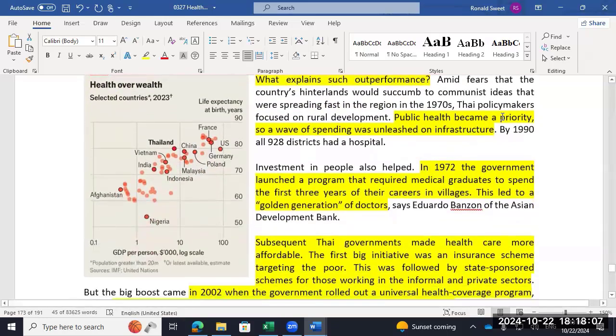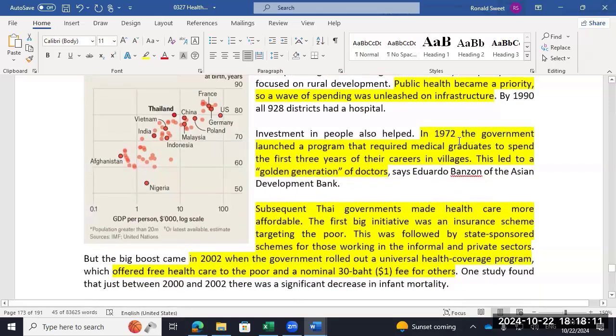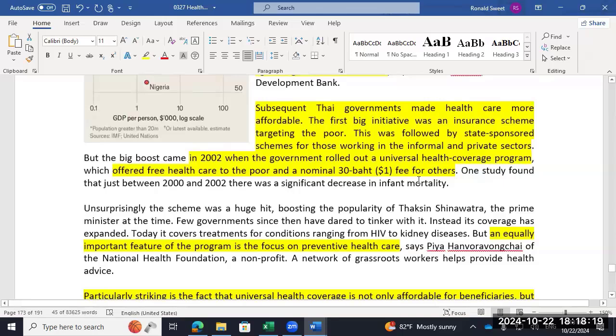Why did public health become a priority? A wave of spending was unleashed on the infrastructure. The government launched a program that required medical graduates to spend the first 3 years in villages. Subsequent governments made healthcare more affordable. The big incentive was an insurance scheme targeting the poor. This was followed by state-sponsored schemes for those working in informal and private sectors.